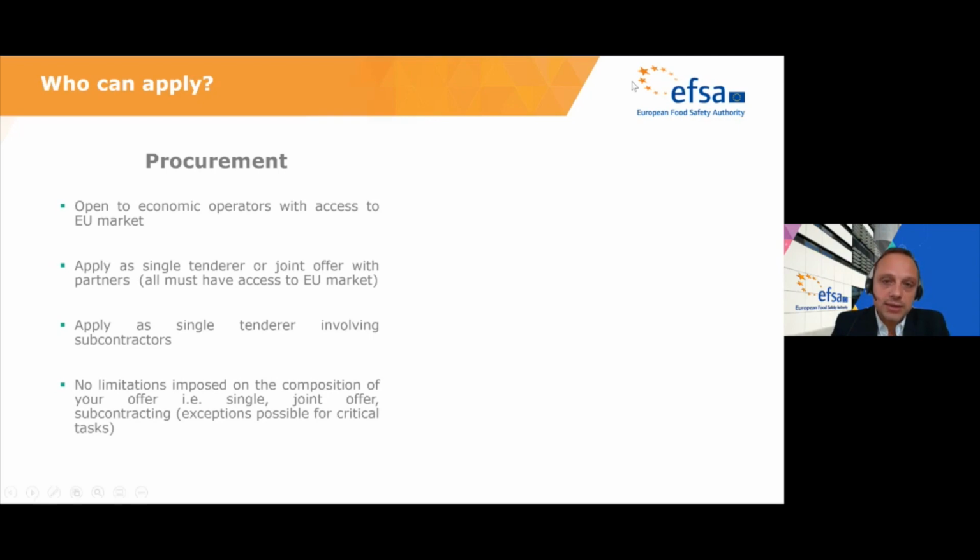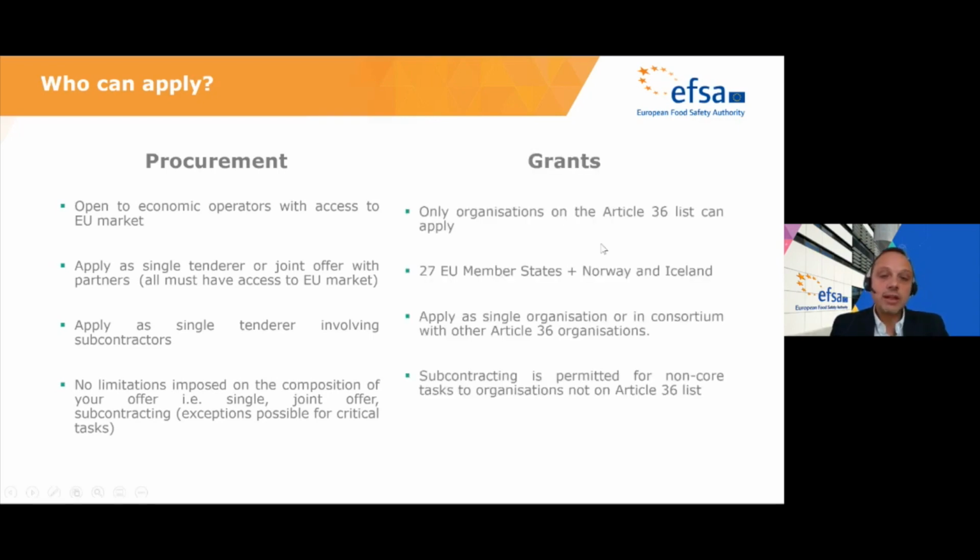Let's now look at the grants. For grants, as we've seen before, only organizations that are on the Article 36 list can apply. These organizations are based mainly in the 27 EU member states, plus Norway and Iceland, that have special bilateral agreements. Applications from single organizations are accepted, but also in consortium.